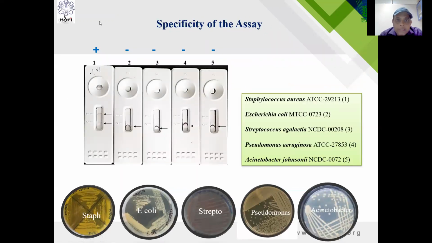Followed by, we have seen the specificity of the assay. We have targeted different kinds of microbes like Staph aureus, E. coli, Streptococcus agalactiae, Pseudomonas aeruginosa, and Acinetobacter johnsonii. And we have seen that only Staph aureus gives both the control and test line, whereas the control line can be formed with any of the pathogens.